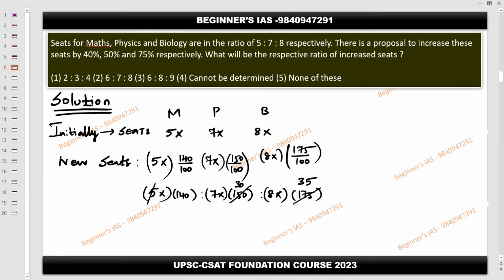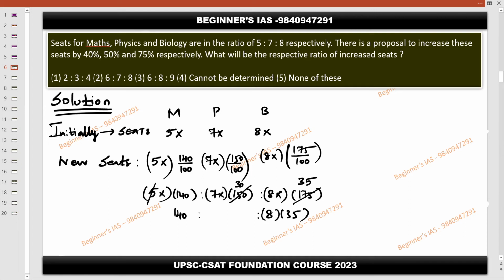So after this x cancels here, 140, then 7 is to 30, then 8 is to 35, right? So here you can eliminate this with respect to the 35 table. Okay, so why am I using the 35 table? Listen carefully, let me change it here itself.